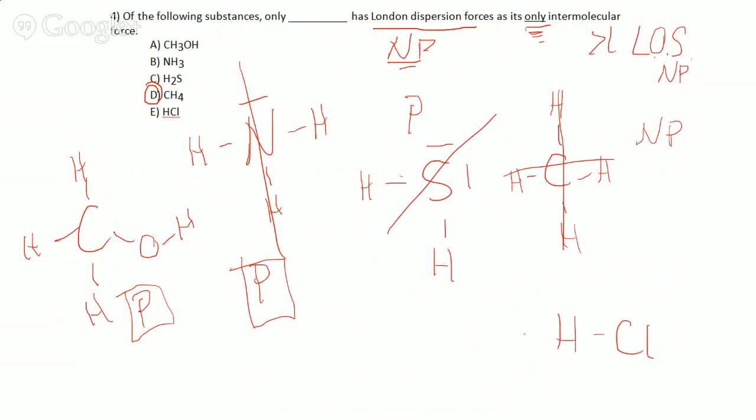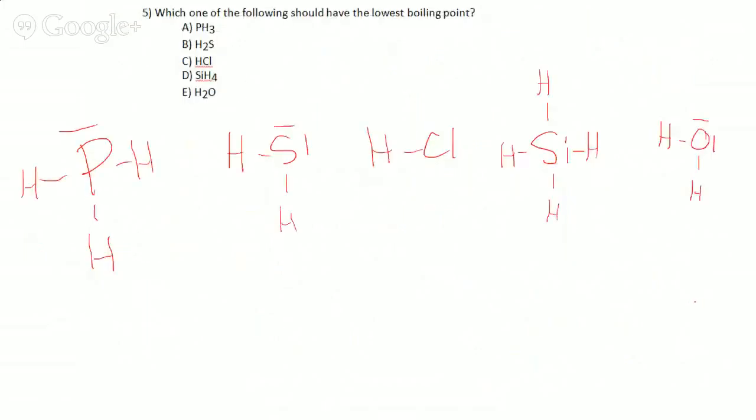If you take a look at HCl, it has a polar structure. It's linear with one line of symmetry, so it's polar, so it wouldn't be that. All right, which of the following should have the lowest boiling point? So we want the lowest boiling point, which means we have the weakest intermolecular attractive forces.